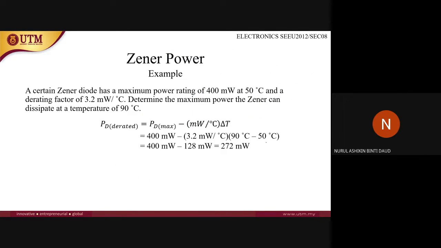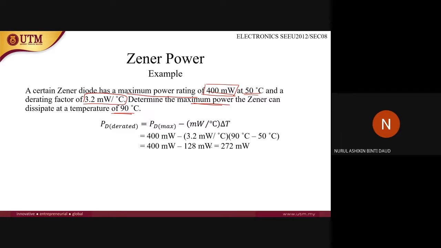We can look here at an example of the equations. A certain Zener diode has a maximum power rating of 400 milliwatt at 50 degrees Celsius, and a derating factor of 3.2 milliwatt per degree Celsius. Determine the maximum power the Zener can dissipate at a temperature of 90 degrees.